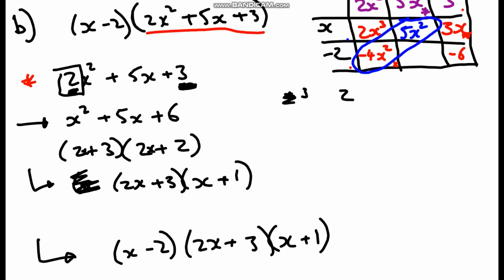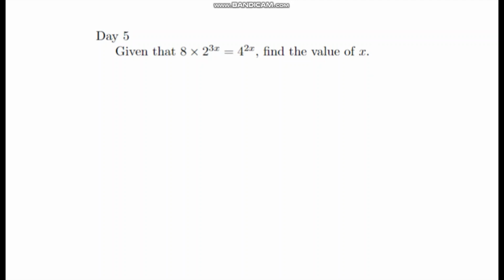So tomorrow's question, or today's question I should say: given that 8 times 2 to the power of 3x equals 4 to the power of 2x, find the value of x. So we'll be going through the answer for this one tomorrow.